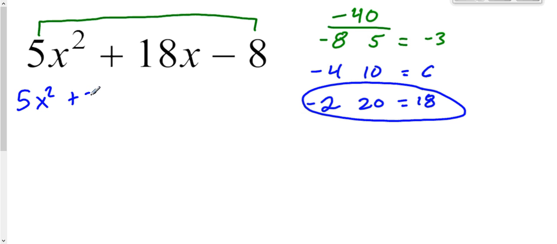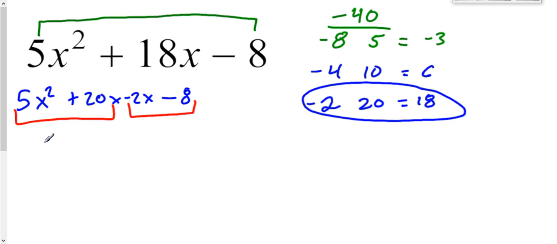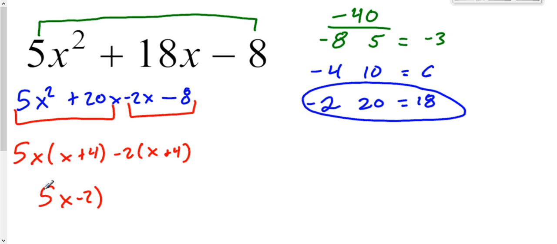We split that middle term based on the numbers that we have circled over here. 4 terms, we factor by grouping. I can take a 5x from the first two. I can take a negative 2 from the second two. So I get 5x minus 2 and x plus 4. No greatest common factor, no difference of squares. We are done right here.